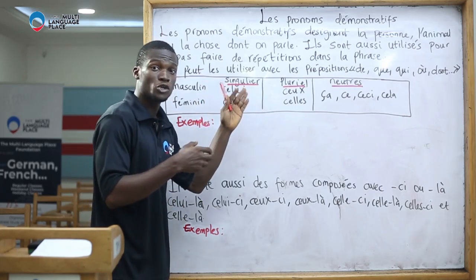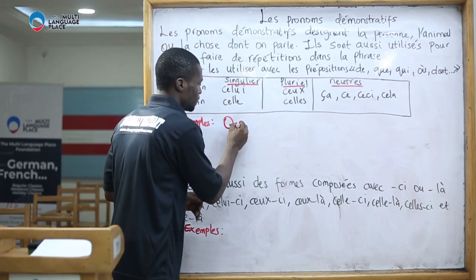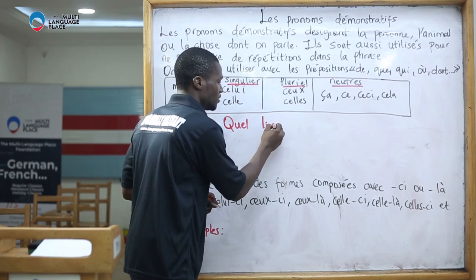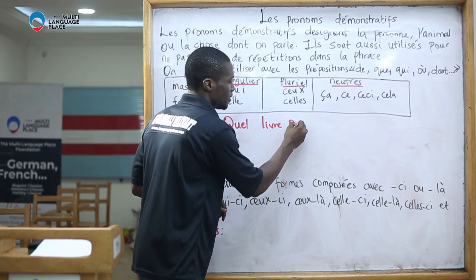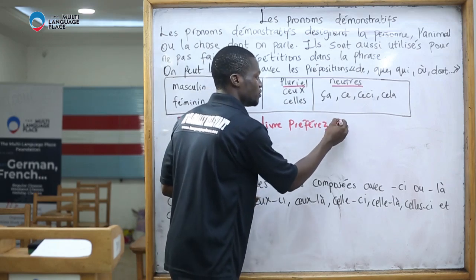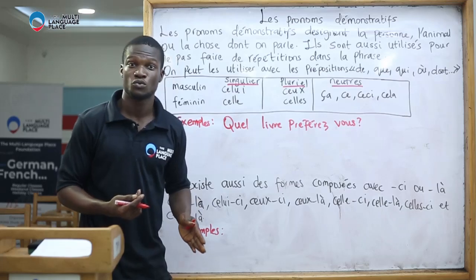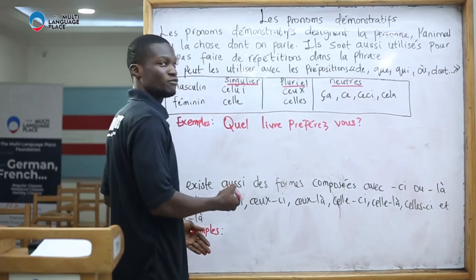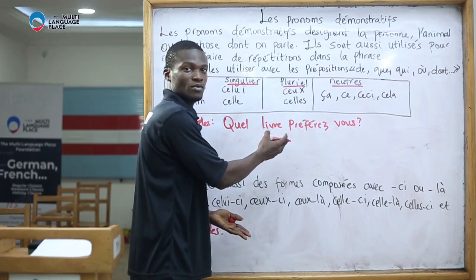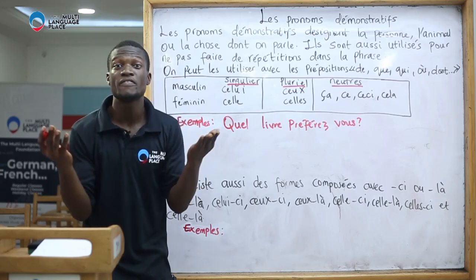Premièrement, je peux poser la question, I can ask the question, as we said in the first place. We're going to write out the question, quel livre préférez-vous? Quel livre préférez-vous? C'est la question. Which book do you prefer?